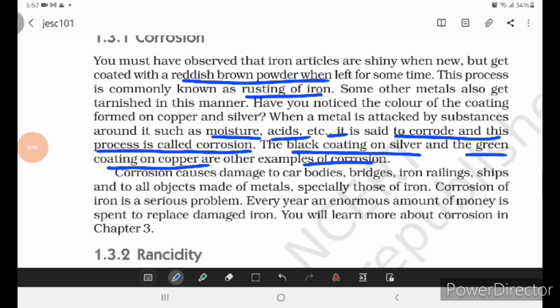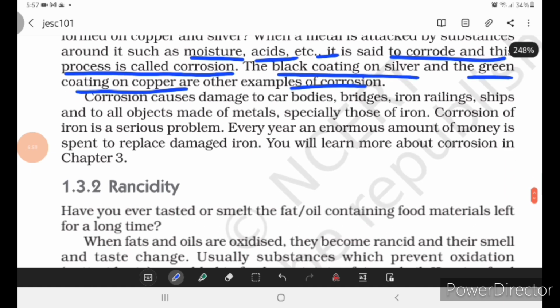We have three examples: reddish brown coating on iron, green coating on copper, and black coating on silver. You can find that the silver jewelry that you wear gets blackened after a few days of use because it comes in contact with atmospheric oxygen, moisture, acids, etc.